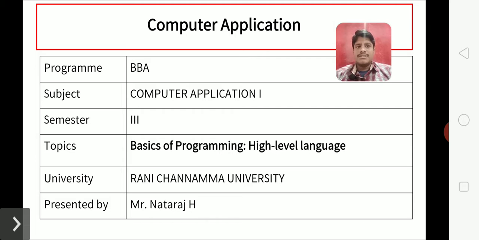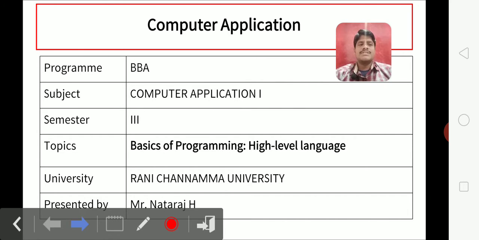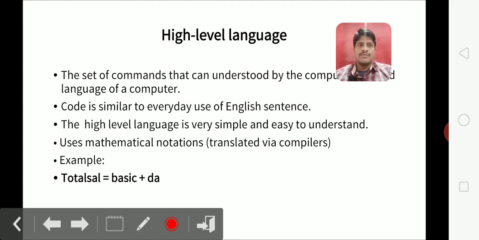So in this session, we're going to discuss the topic known as high level language. Especially, a high level language is a language which is used for developing programs, and at the same time, using a high level language we can also develop sophisticated applications which can be used in day-to-day life. So first and foremost, we will understand what we mean by high level language.